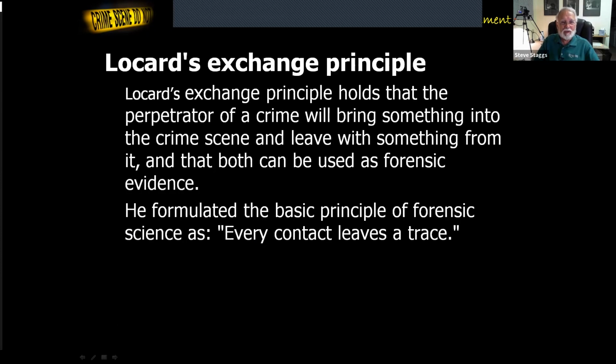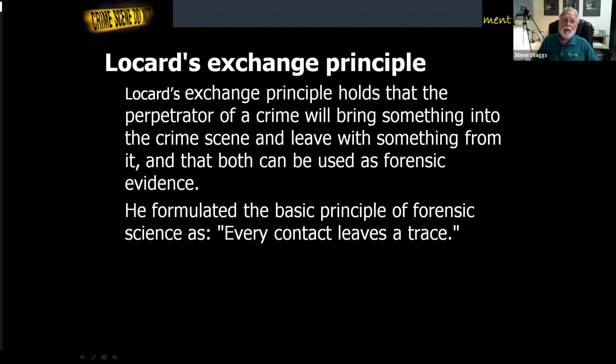So bad guy comes in and leaves their DNA behind, picks up broken glass and gets it on his clothes and he leaves. So now you've got evidence at the scene from the suspect, and you have evidence on the suspect from the scene. So because of the 5-second rule, we should be celebrating because stuff gets left behind or picked up, just like bacteria. So he formulated the basic principle that we now hear in forensic science: every contact leaves a trace.